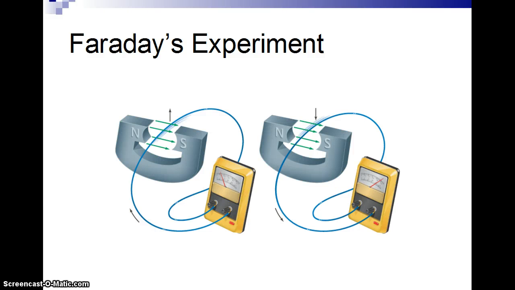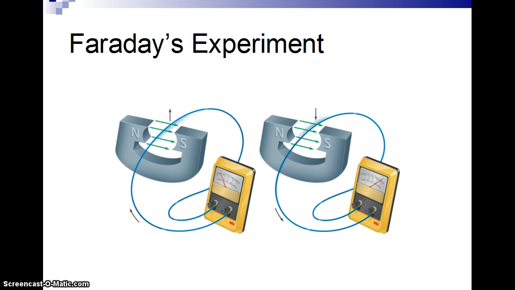We're going to start with the basic ideas of induced current and Faraday's law. So basically, we'll start off with what Faraday's experiment was, how he actually showed that you could use magnetism to create electricity, or changing magnetic fields to create electricity.